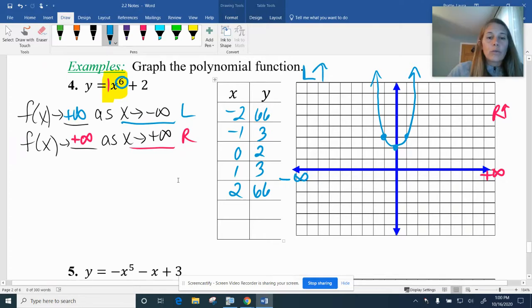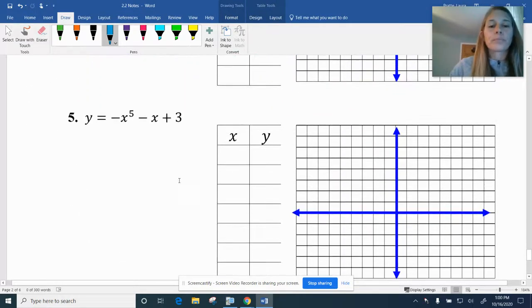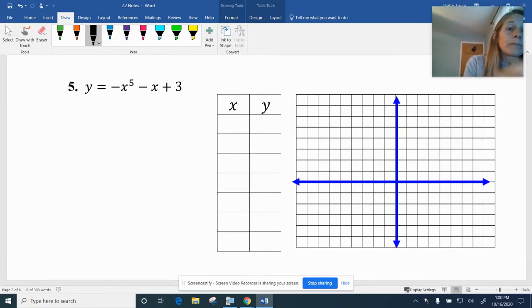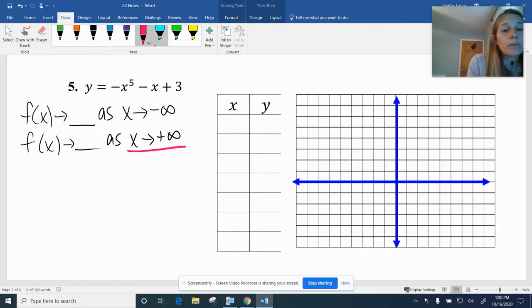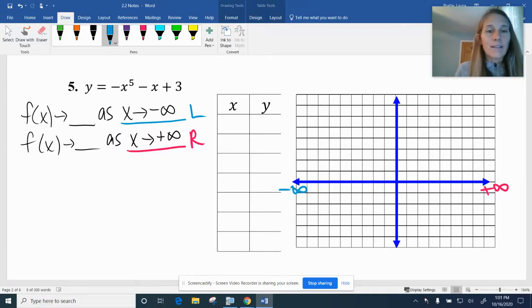All right, so we've got 2 more left in this lesson, and then hopefully you guys are good. So again, I'm just writing out that notation for the end behavior. It's the same thing. Hopefully after I do it 6 times, you guys will be good with it. Okay, once again, x approaching positive infinity, that is the right side of your graph. X approaching negative infinity, that is the left side of your graph.